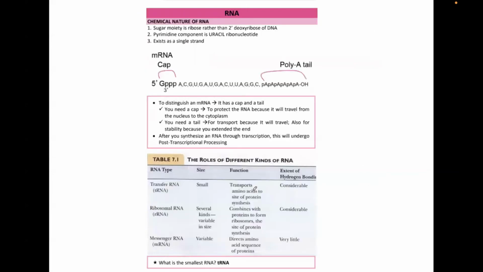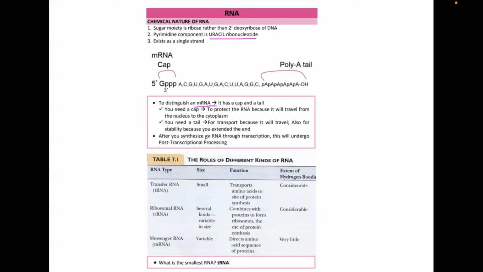Okay? So going back, let us discuss your RNA. RNA's sugar moiety is ribose rather than 2' deoxyribose in DNA. The pyrimidine component is uracil. Please do take note. And it exists as a single strand. Kaya siya, single-stranded DNA. Parang RNA po siya. And then to distinguish an mRNA, it has a cap and a tail. mRNA stands for your messenger RNA. And then you'll be needing a cap and a tail.